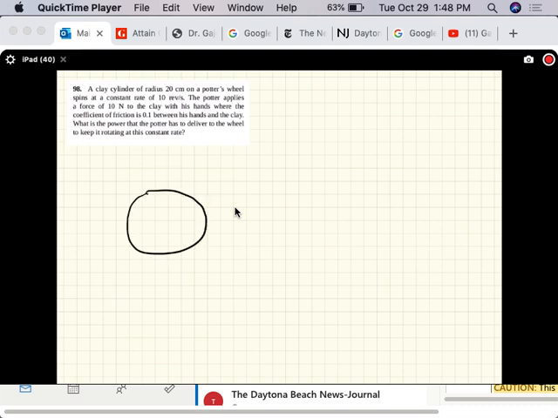Alright, so here's the cylinder, it's rotating like that. He applies a force perpendicular. And mu k, the kinetic coefficient of friction, is 0.1. What is the power that the potter has to deliver to the wheel to keep it rotating at this constant rate? Okay, so this is the friction force in that direction.